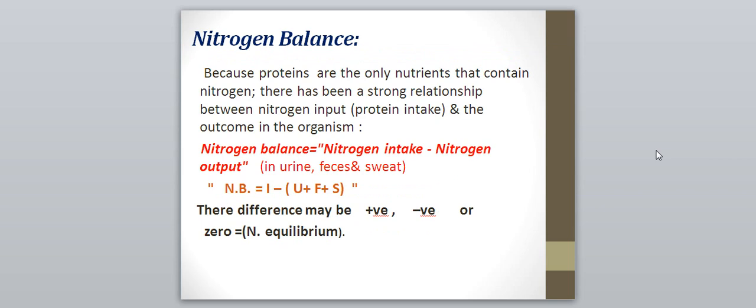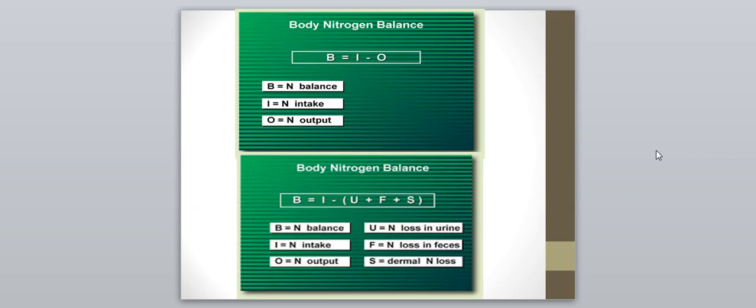So we will talk now about the nitrogen balance. What do you mean by nitrogen balance? Because proteins are the only nutrients that contain nitrogen, there is a strong relationship between nitrogen input and output in the organism. So nitrogen balance equals the nitrogen intake minus the nitrogen output, and the output is either in the urine, feces, or through the skin via the sweat glands. Their difference may be positive, negative, or zero, as in normal equilibrium. The balance equals the input minus the output, and the output contains urine, feces, and the skin or dermal loss.